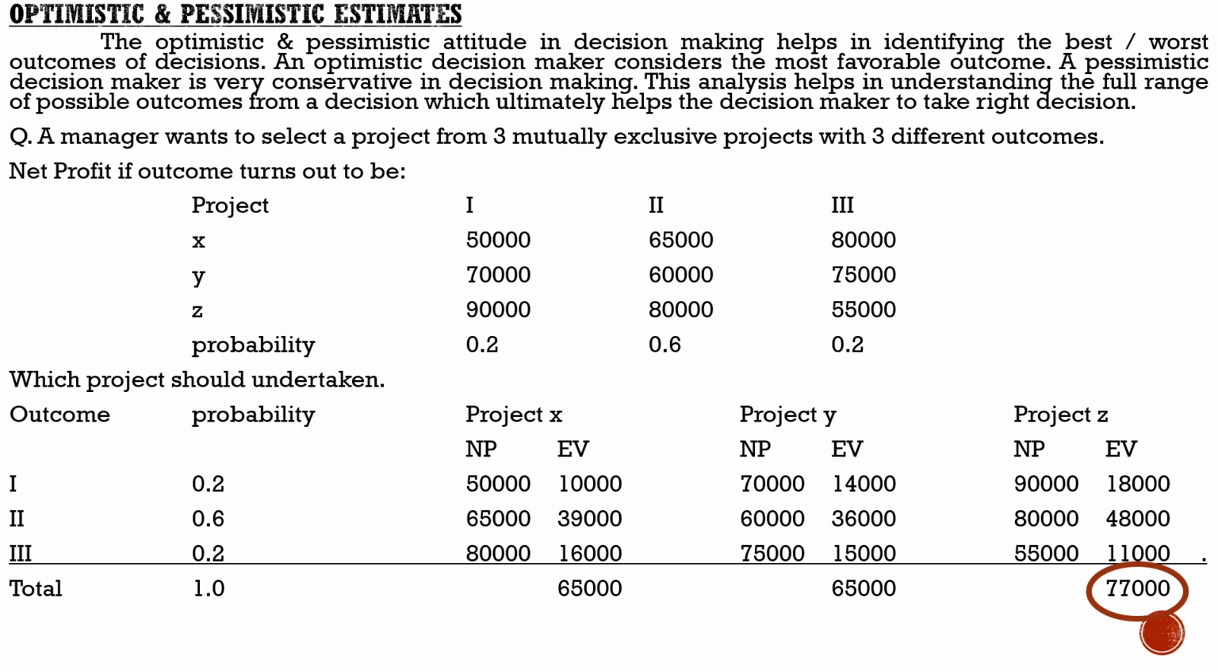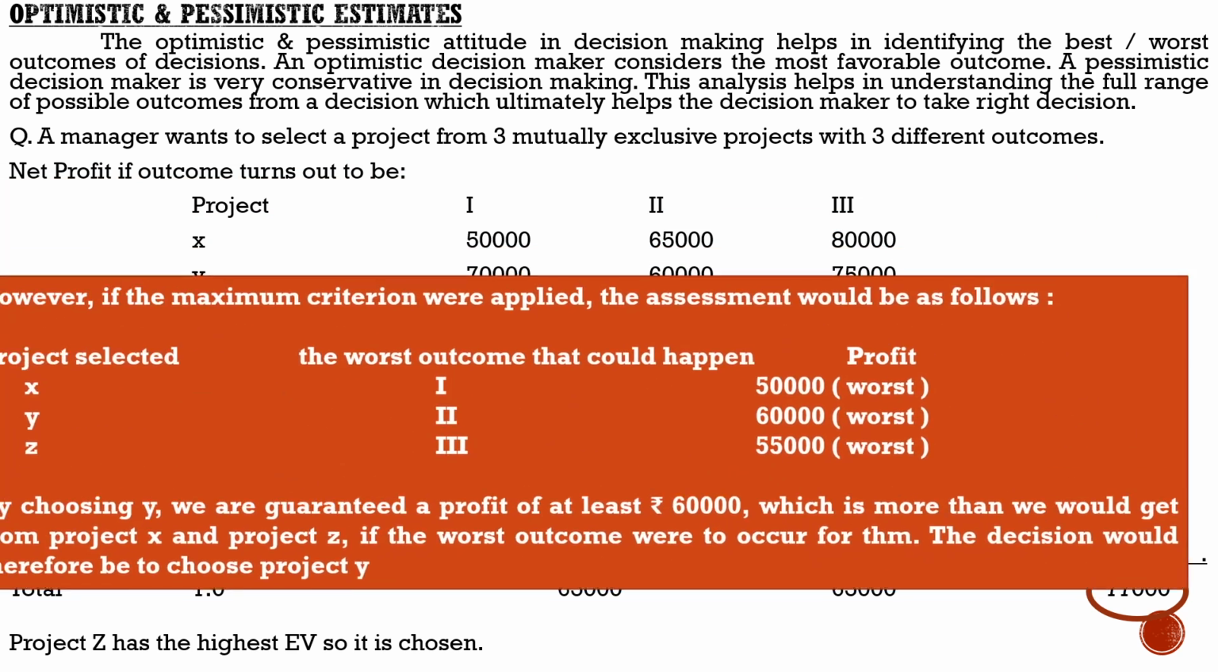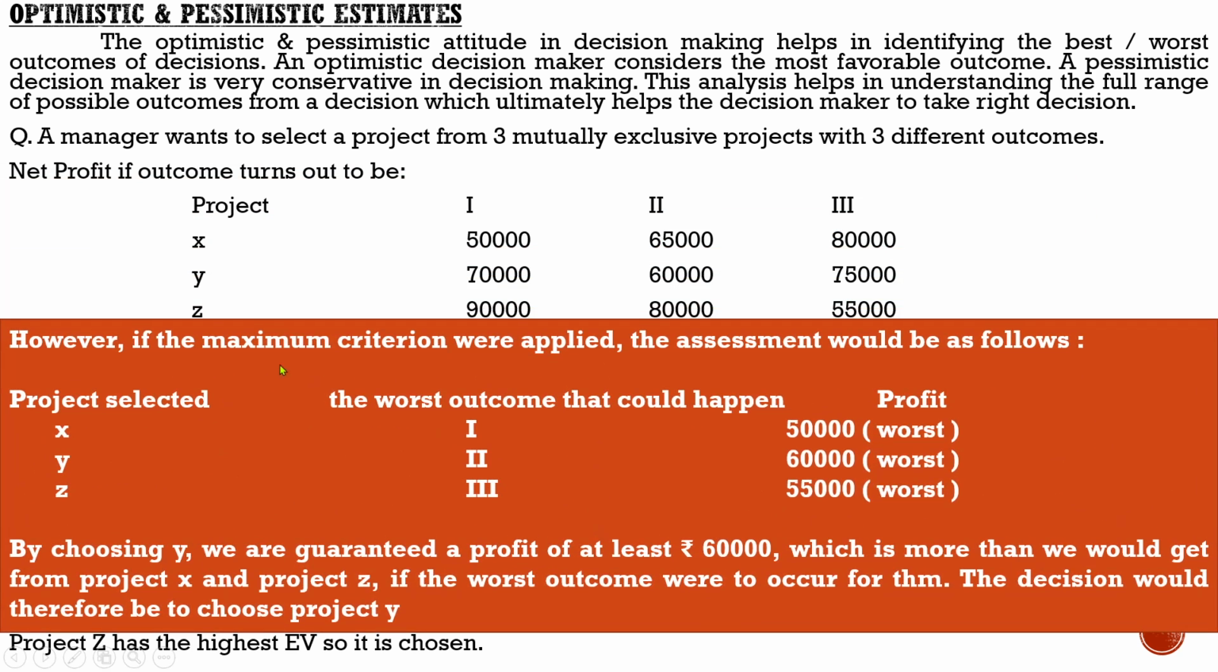Sometimes you may be asked to take a decision from the other way. Other way means from the pessimistic point of view. Here we have decided that project Z is the best. But if you are taking a decision from the other point of view, your decision may change. Let's discuss that area also, then you will get a clear picture. However, if the maximin criteria were applied, the assessment would be as follows.